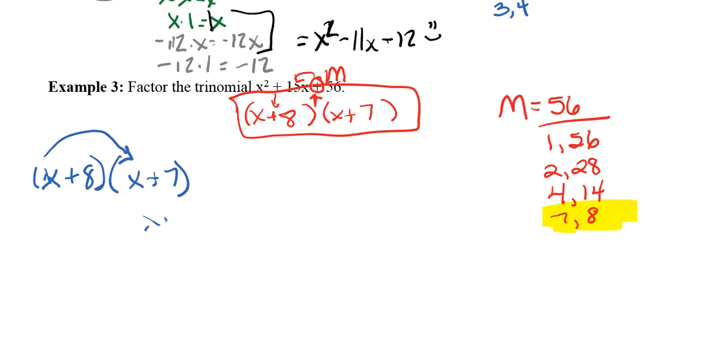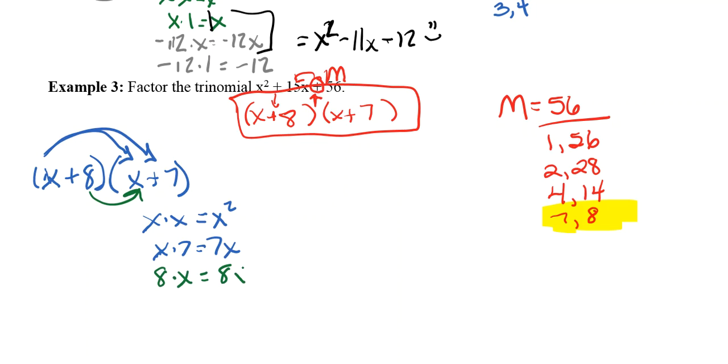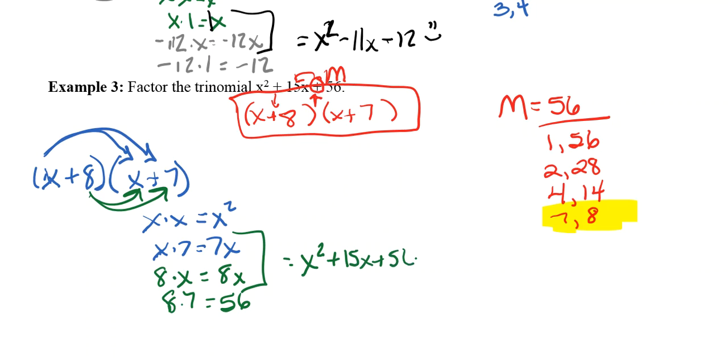x times x is x squared. x times 7 is 7x. 8 times x is 8x. 8 times 7 is 56. x squared plus 15x plus 56, which was the original, so it checked.